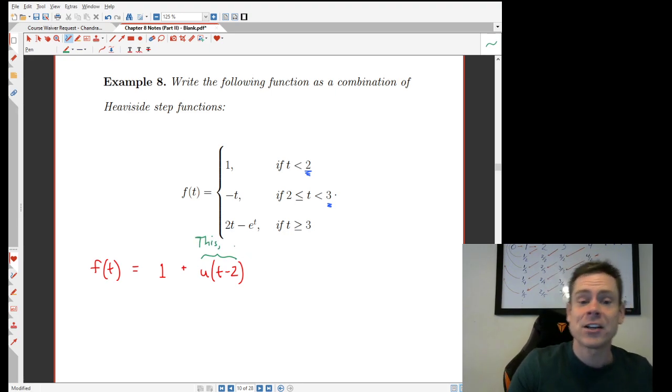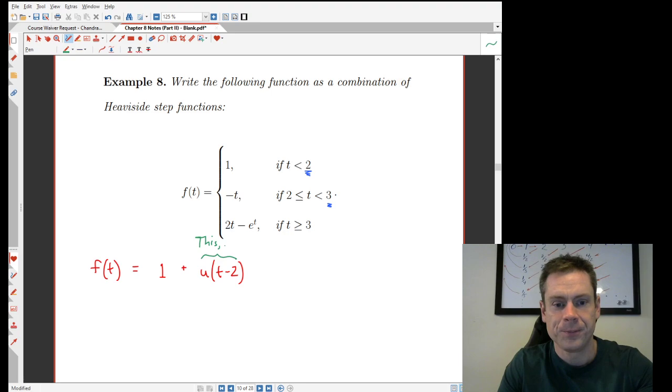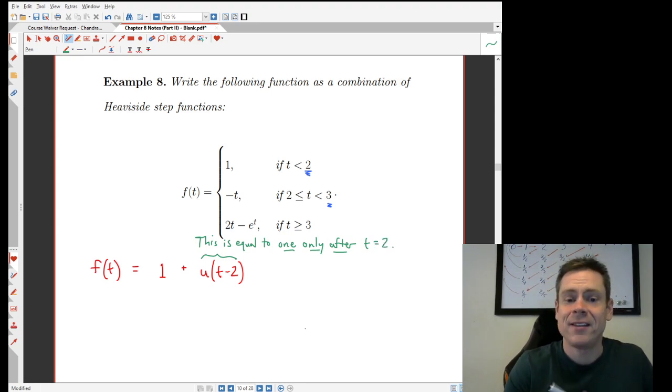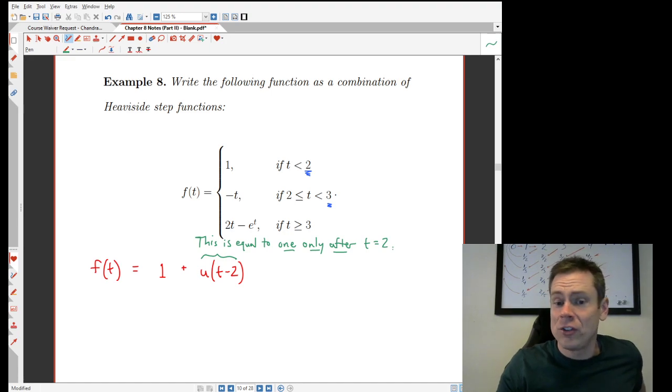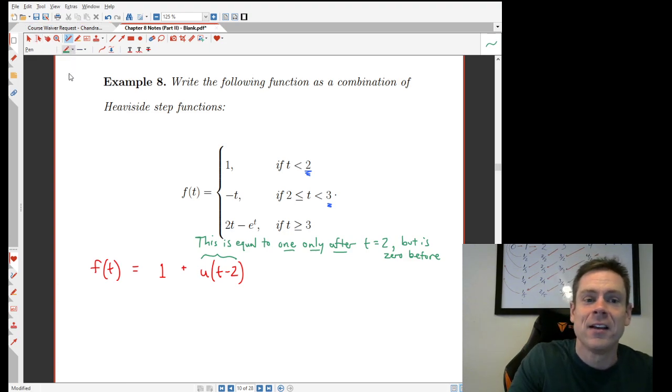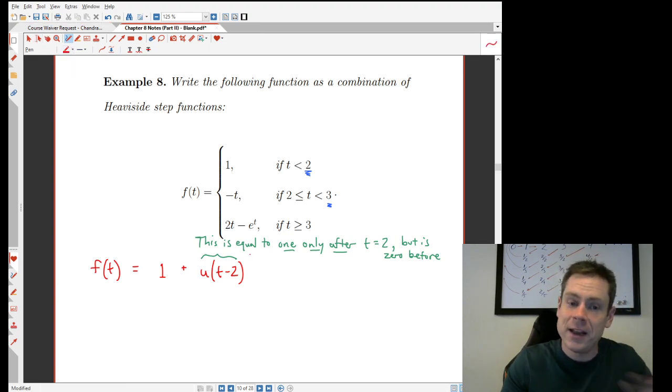If we recall from the last lecture, this is equal to 1 only after t equals 2. Once we get to t equals 2, it turns on to a 1, but before that it's equal to 0. And so anything attached to it is not going to come into effect until t equals 2 and then onward.